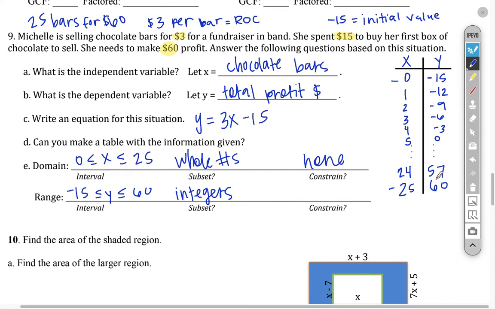And our constraint here is multiples of 3. For every chocolate bar, we increase by 3. So that's reflected in the numbers that you see in your y values.